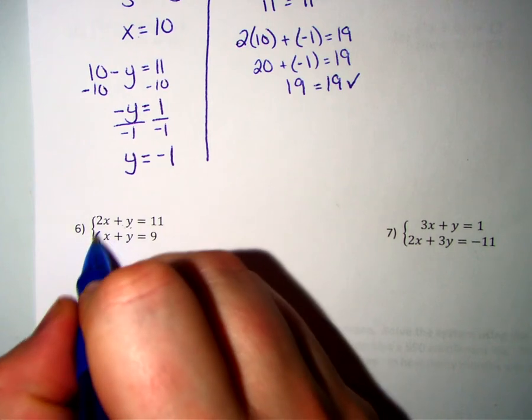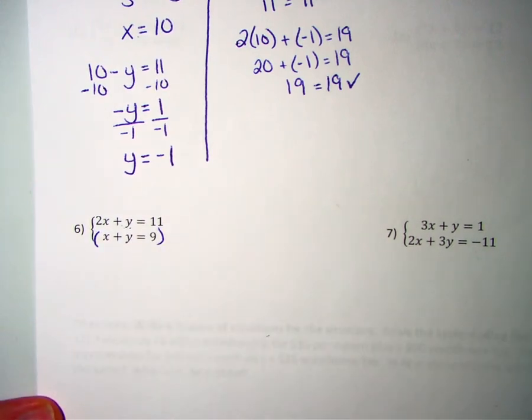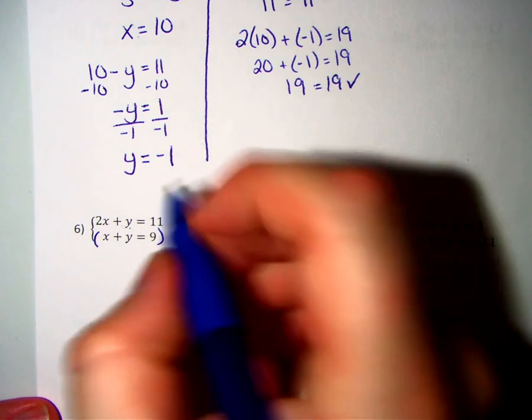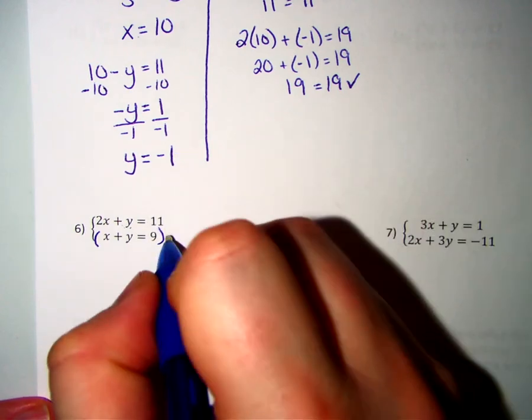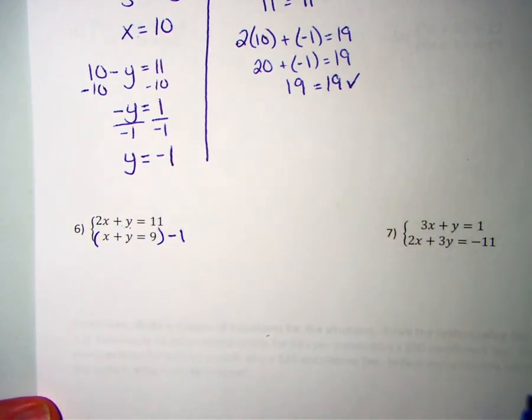And the way we do that is the same process by which we cleared fractions earlier this year and the same process by which we cleared decimals earlier this year. We simply multiply the entire equation by negative 1.